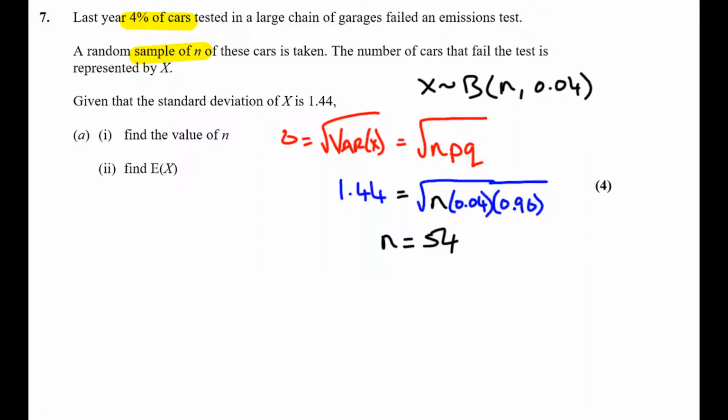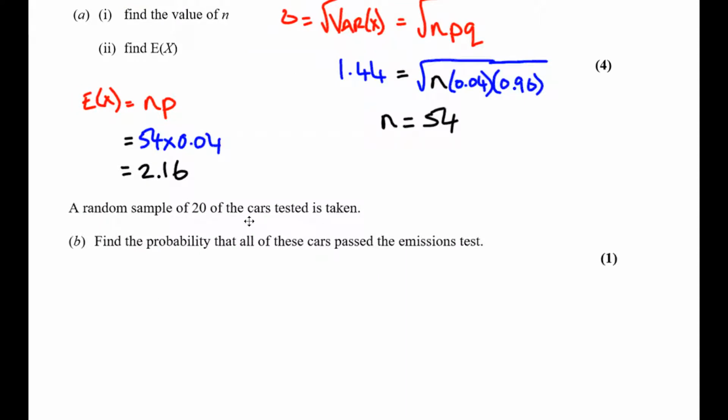We're also asked to find the expectation. Expectation for a binomial distribution is just np. So now that I've got my value of n, let's just multiply through, and we get an answer of 2.16. So the value of n and the expectation. Just that little extra bit of knowledge that from the binomial distribution we can find the expectation and the variance, so therefore the standard deviation as well.